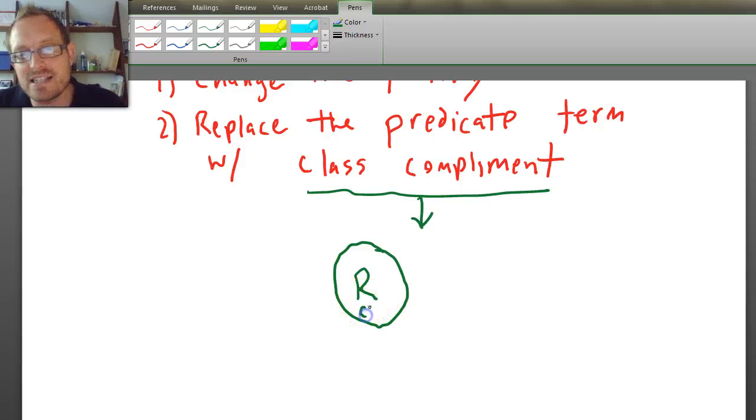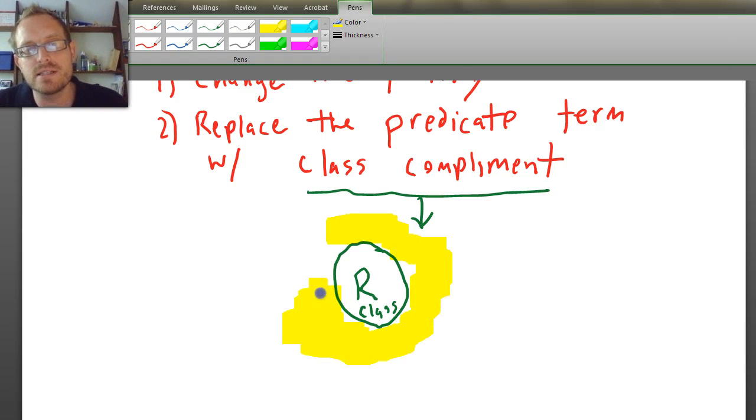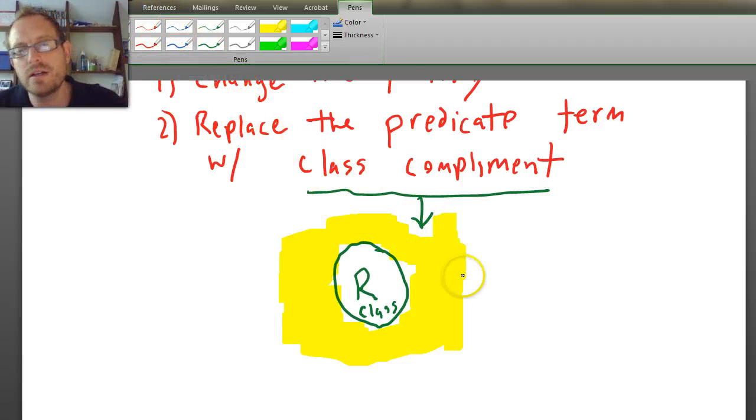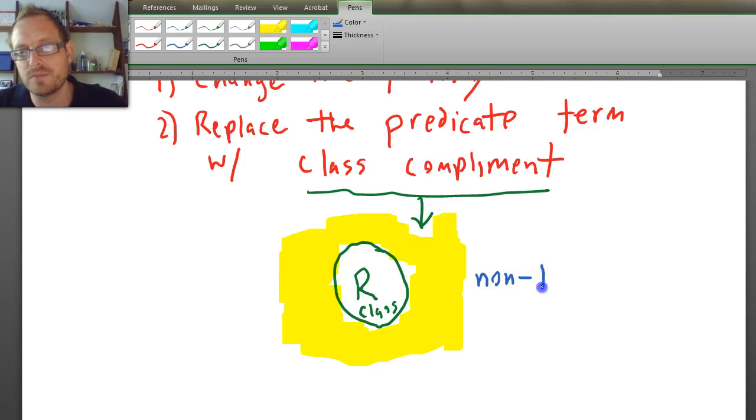Well, this is the class. What complements it is what's around it, right? All of this space right here is what complements the class. This is what's known as the class complement. But how do we define that exactly? If R is Republican, the class complement would be non-Republicans, or non-R, because anything around here is not a Republican.